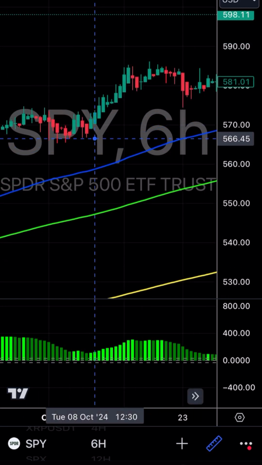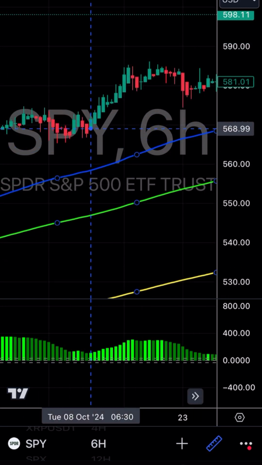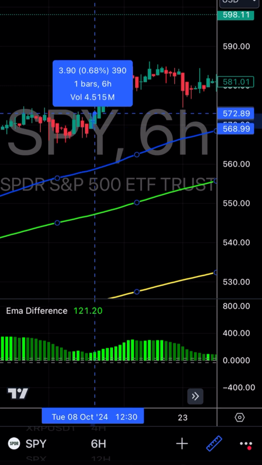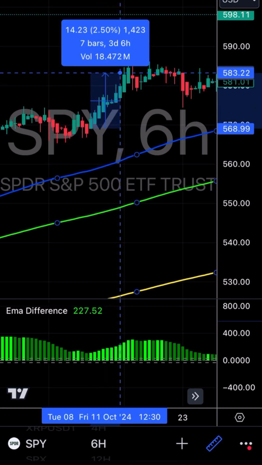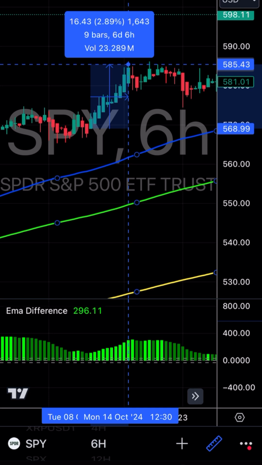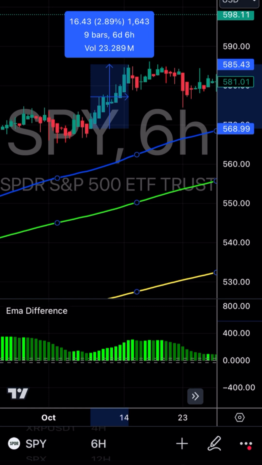You see it happen. You see it cross right here with the candles, the EMA difference right here. So we rode this one out. This one took 6 days. This is about $1,643 with one contract. It's about $16,000 for 10 contracts.